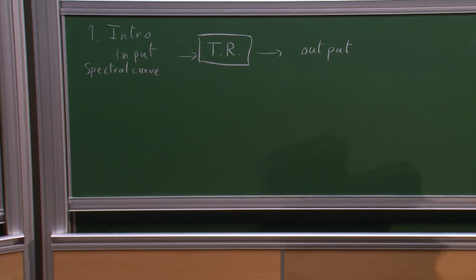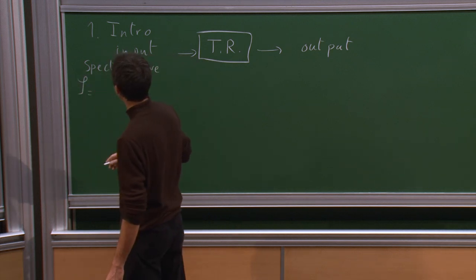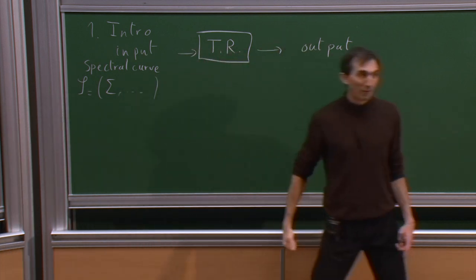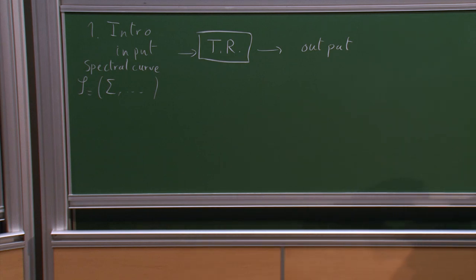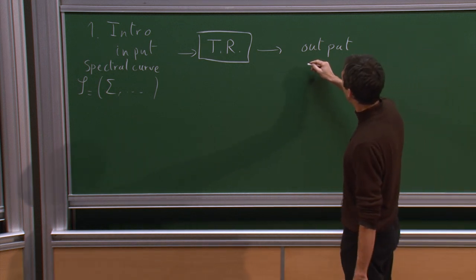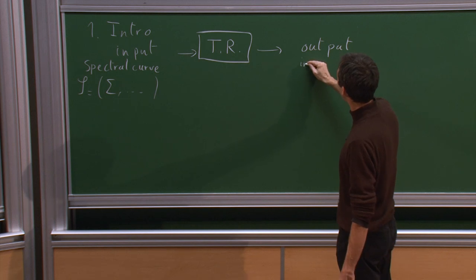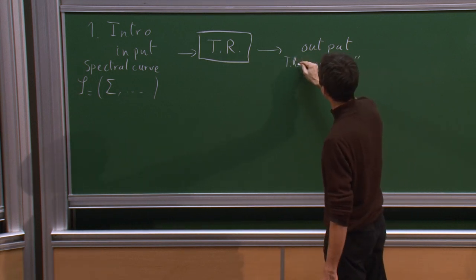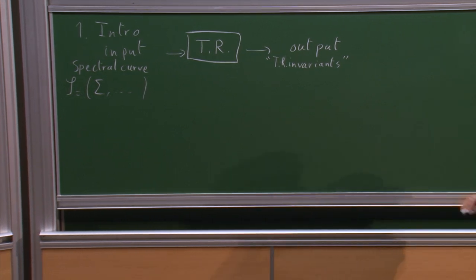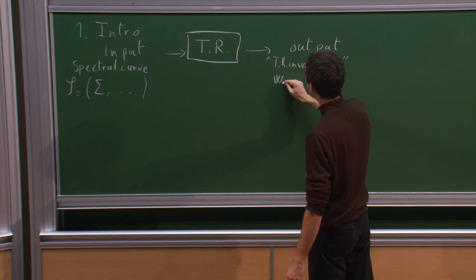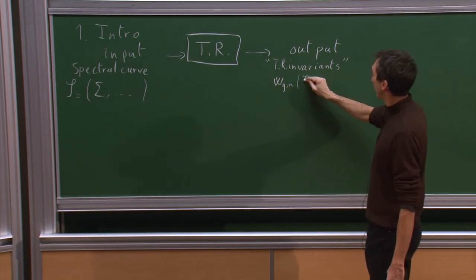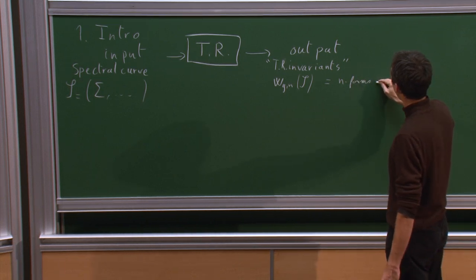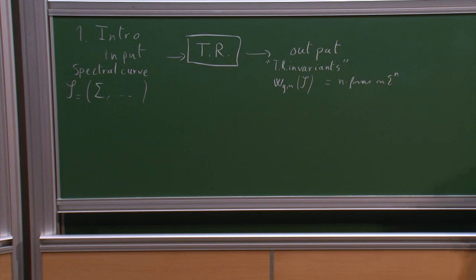First, it contains a Riemann surface, so I will take S, a spectral curve. It will contain a Riemann surface and other things, a Riemann surface with some structure, which I will explain. And the output will consist in what I will call invariants. Sometimes I will call them the TR invariants. And I will denote them W_{g,n}. So they are W_{g,n} of S, and they are n-forms on Sigma^n. It means they are differential forms.